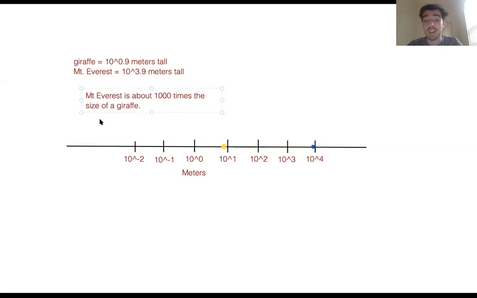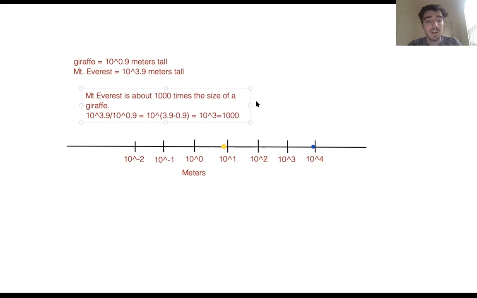You didn't actually have to draw this out. You could have just said, okay, well, I can actually divide these two. So here's the other way you could solve it. Size of Mount Everest is 10 to the 3.9 divided by the size of the giraffe, 10 to the 0.9. And if you remember your rules for dividing with same base, different exponents, this would be the same as 10 raised to the 3.9 minus 0.9, which is 10 to the 3, or 1,000.